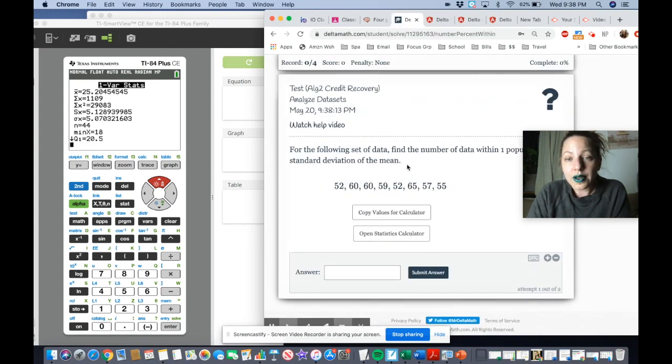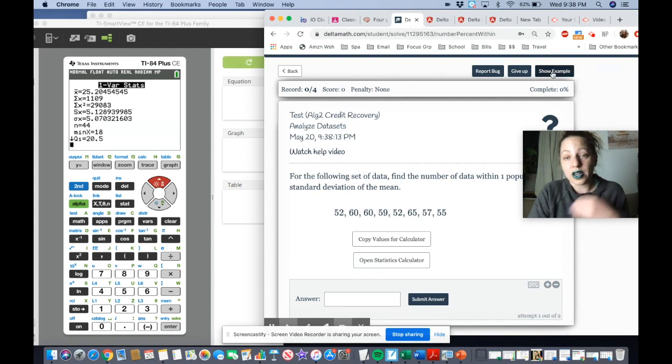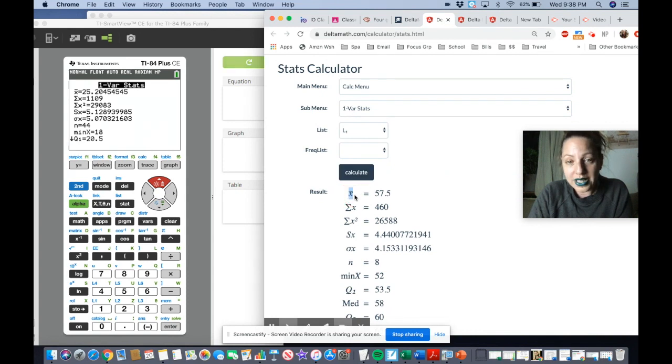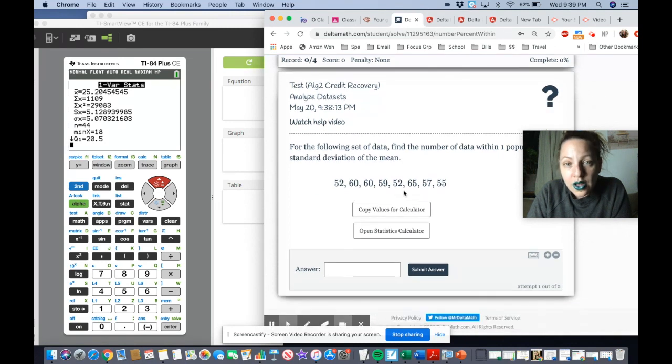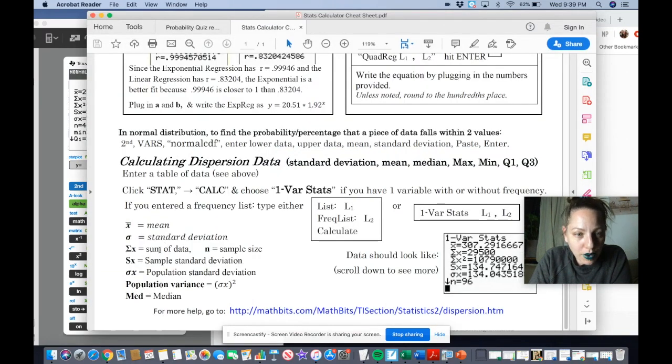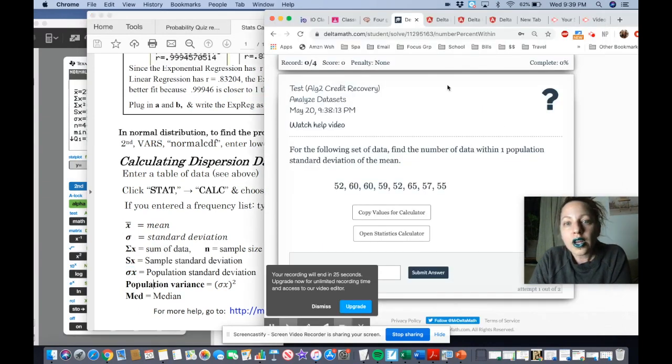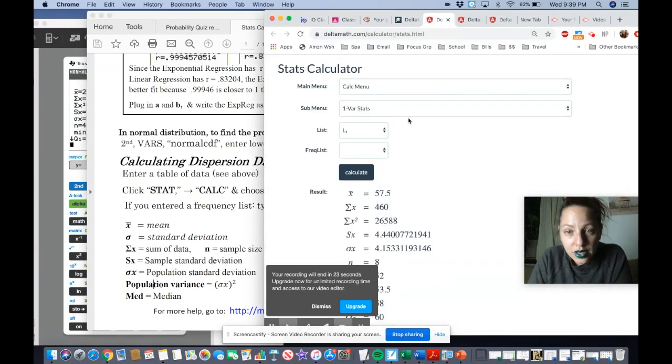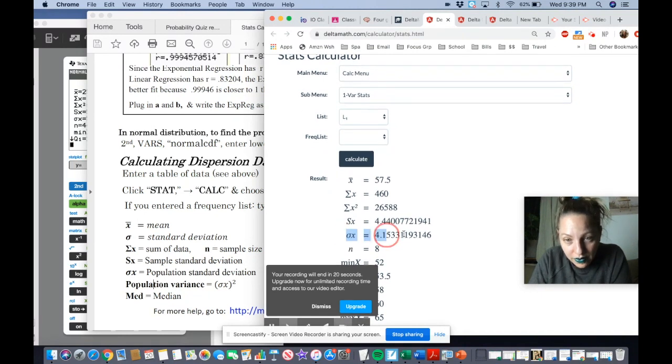Okay. Now here, this is going to be a little bit different because we're going to do that first. Remember that this symbol right here is the mean. So that's the average. All of the data, that would be like the middle of what it is, kind of. So that's the average, the mean. Now it asks us, find the number of data within one population standard deviation. So I go back and I say, what's a population standard deviation? It's this symbol right there.